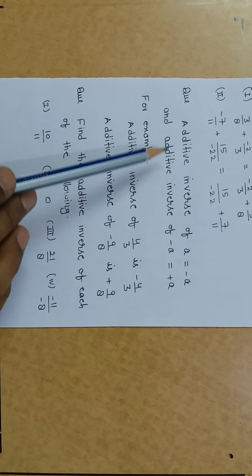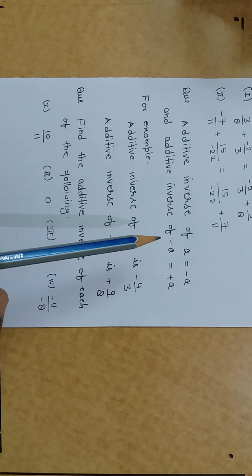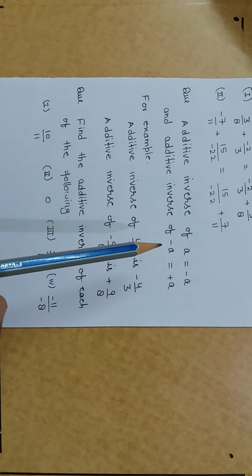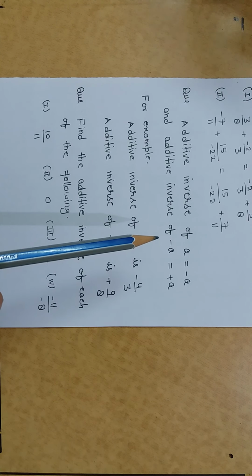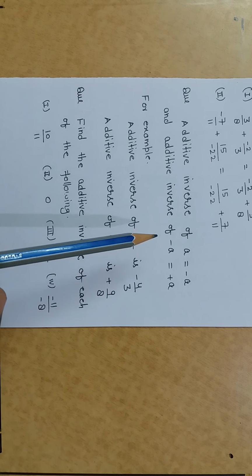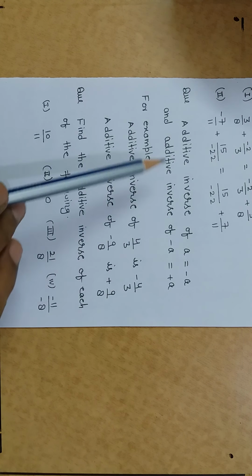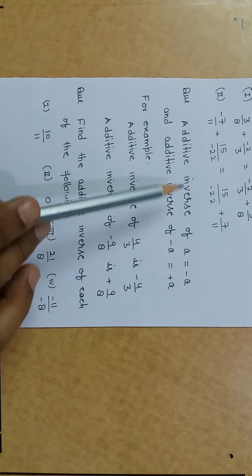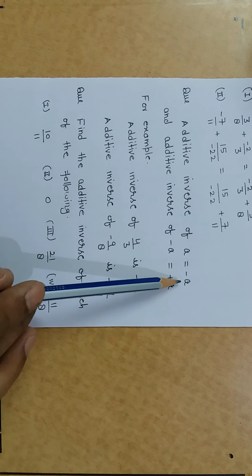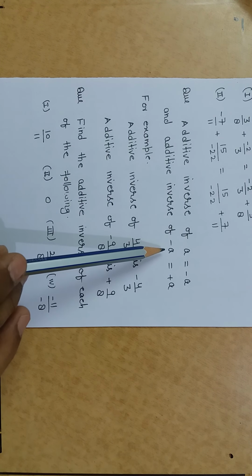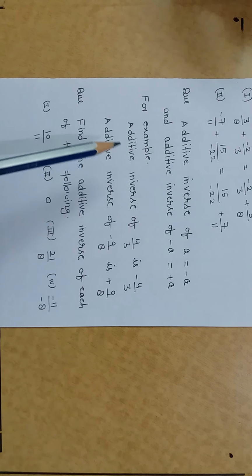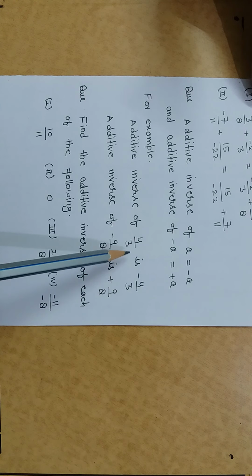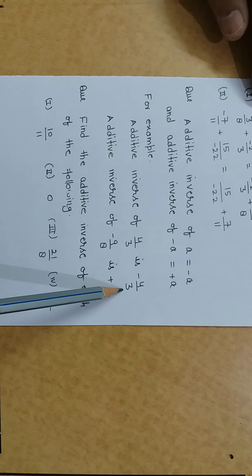Okay, now proceed to the next question: additive inverse. What is additive inverse? Additive inverse means just the opposite of a given number. The sum of any number and its opposite number, its additive inverse, is equal to 0. So the additive inverse of a given number is just the opposite sign of that number. If the number is positive, then its additive inverse is negative. If the number is negative, then its additive inverse is positive. Look here, the additive inverse of 4 upon 3 is minus 4 upon 3 because it is positive, so its additive inverse is minus 4 upon 3.